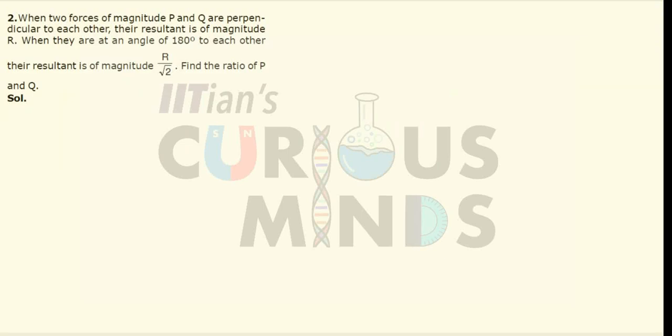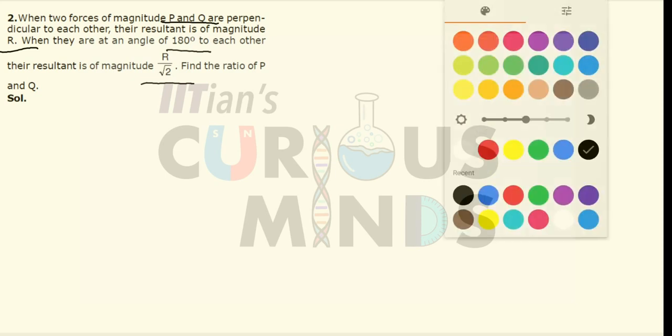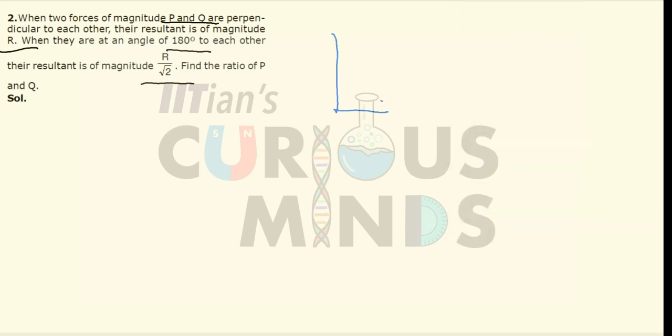Two forces of magnitude P and Q are perpendicular to each other. Their resultant is of the magnitude R. When they are at the angle of 180 degrees to each other, their resultant is R by root 2. If I say the first case, let us say this is P, this is Q over here. Okay. So R will lie somewhere over here.